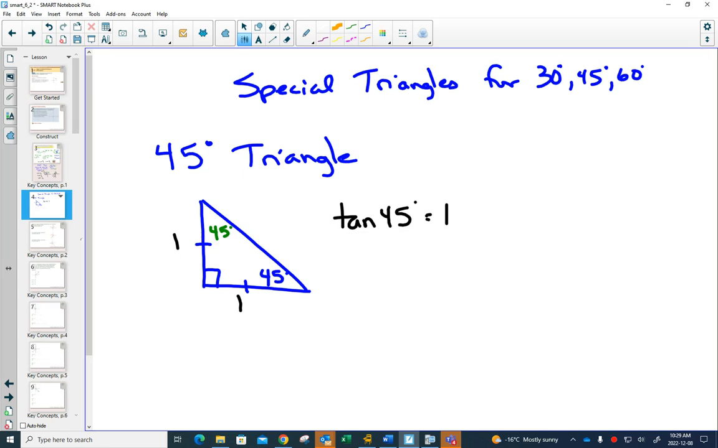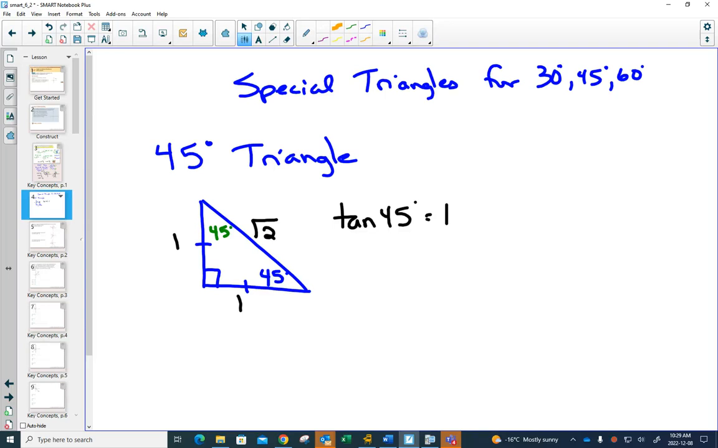And if you have this triangle, can you see that you could figure out the hypotenuse without a calculator? A squared plus b squared equals c squared. 1 squared is 1. 1 squared is 1. 1 plus 1 would be 2. 2 would equal c squared. Does it make sense that your hypotenuse would be the square root of 2?